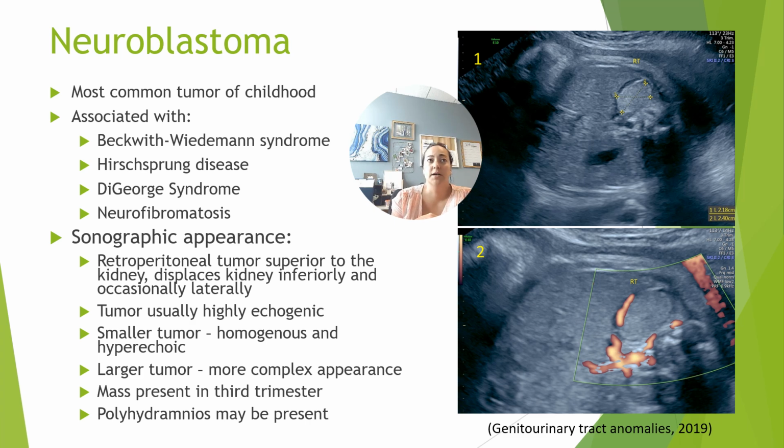Typically they're going to be hyperechoic, but they can be homogeneous as well. And then the larger tumors can have a more complex appearance. Sometimes these aren't seen until the 3rd trimester, so if a baby doesn't have any other abnormalities going on, this could be missed, unfortunately. And then this is also associated with polyhydramnios. So here we can see an echogenic mass, just a little bit superior to that renal fossa, and then if we turn color on, it doesn't really have as much vascularity as some things can.